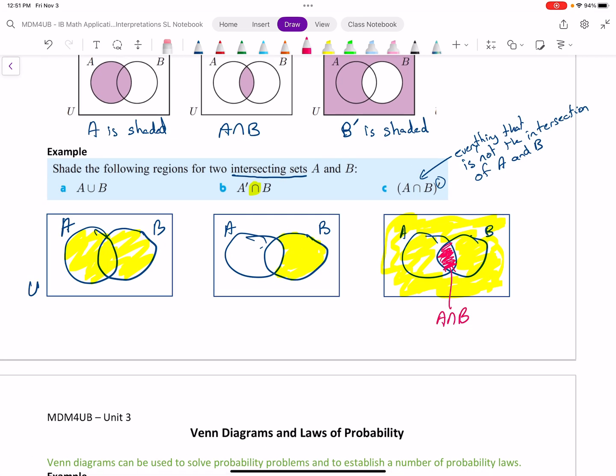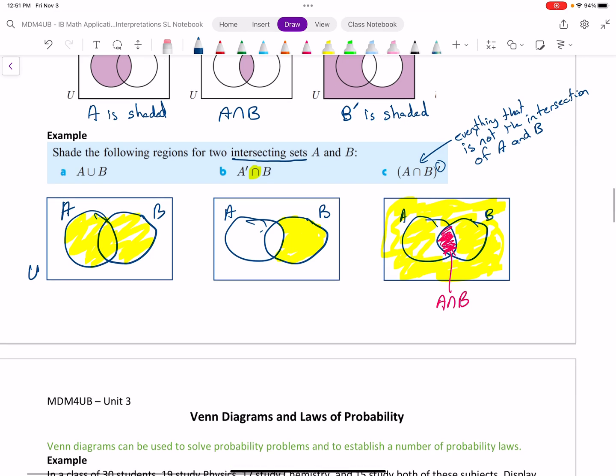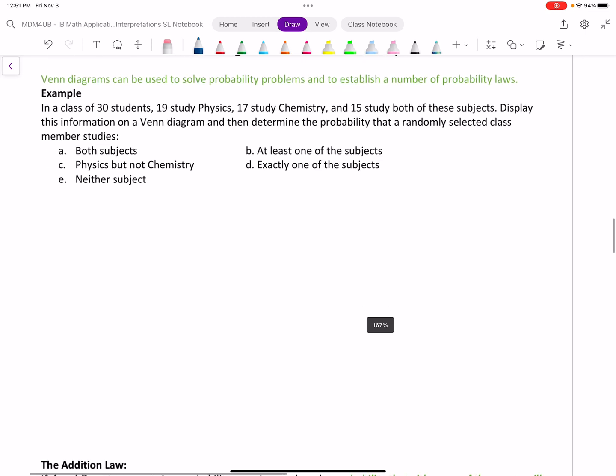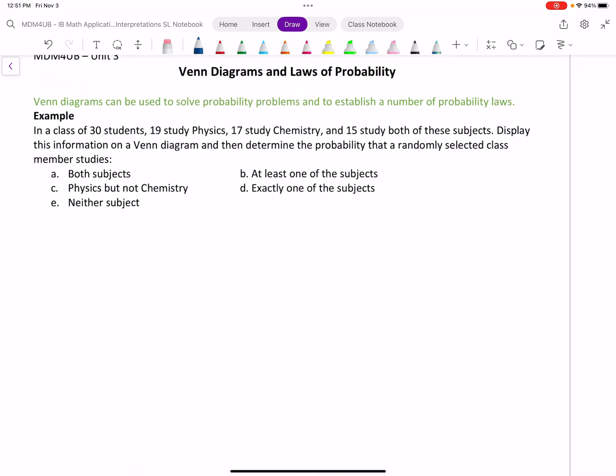So kind of going quick, so if you need to catch up, just pause the video at any time. This is just kind of some of the background stuff that you may encounter, but it's not necessarily the focus. What we want to do is use this stuff in order to solve problems, and that's what we're going to get to below. So it says Venn diagrams can be used to solve probability problems and to establish a number of probability laws that we'll talk about.